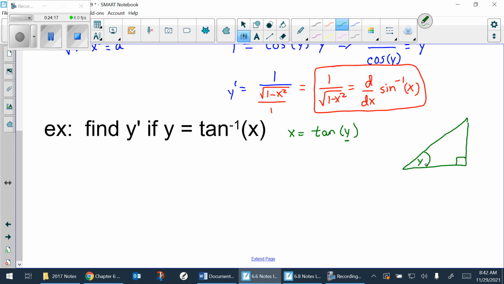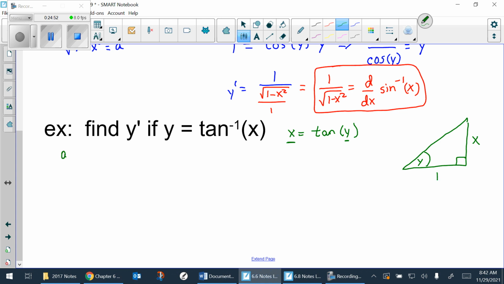Now, tangent is sine over cosine. Tangent is opposite over adjacent, and opposite over adjacent better be equal to x. So if I say opposite x, adjacent 1, my tangent is indeed going to be x. And it's going to be a good idea when I draw the triangle to find all 3 sides. I got 2 of them. I need that third one.